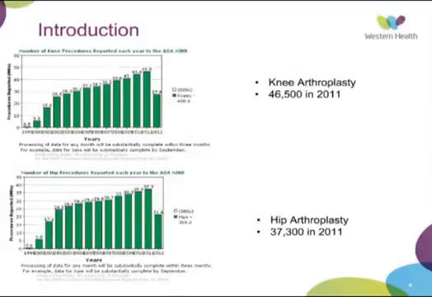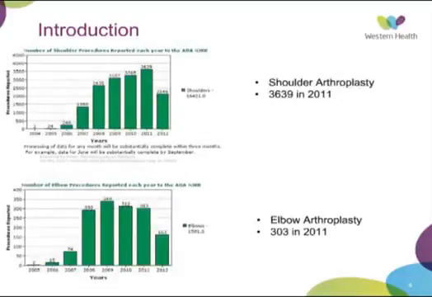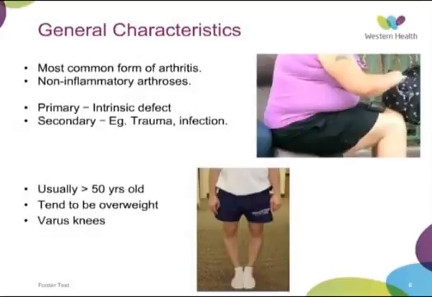In terms of being the most common joint involved, if we look at the National Joint Registry, we can see the amount of knee joint arthroplasty which is done each year. Last year there were over 46,000 joint replacements done, compared to hip arthroplasty, a bit lower with just over 37,000, and even lower for shoulder and elbow arthroplasty. So it's quite common. It's the most common form of osteoarthritis.